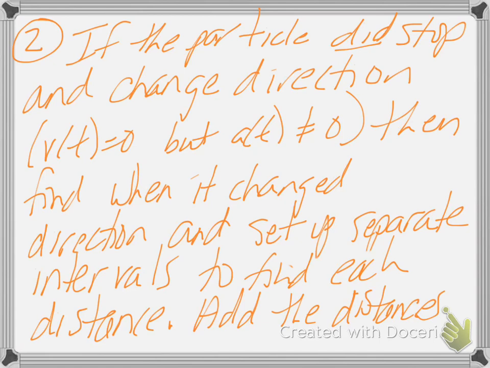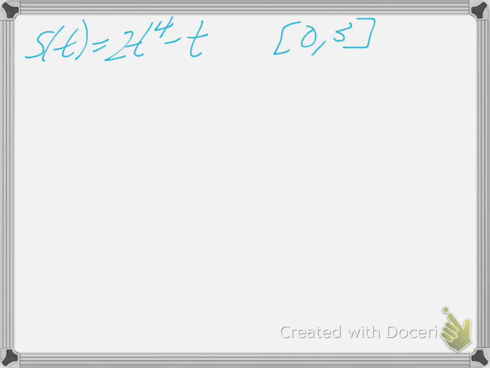Okay, so let's start with a problem from the very beginning, and hopefully this will make a little bit more sense too. Let me just change the color. Sick of these same colors. How about blue? Okay, so let's say that our starting position is this, and we want to find how far did it travel in the interval from 0 to 3. According to our steps, the first thing we have to do is find out, did it stop and change direction? So we're going to find the velocity.